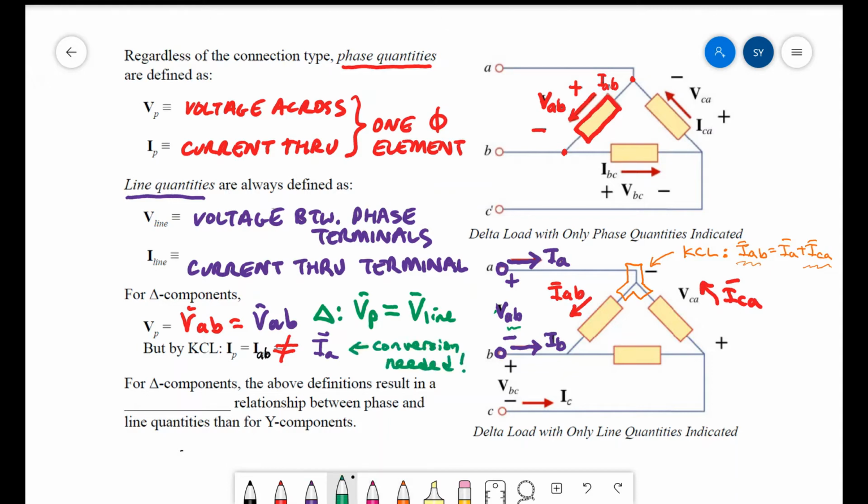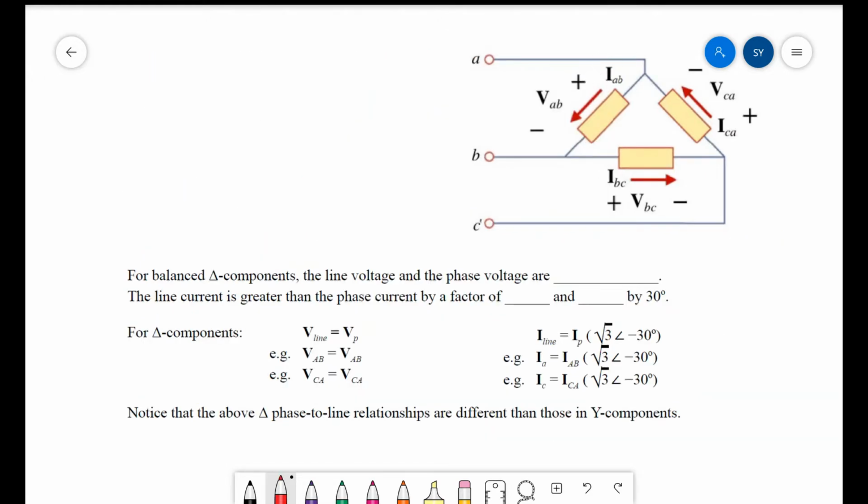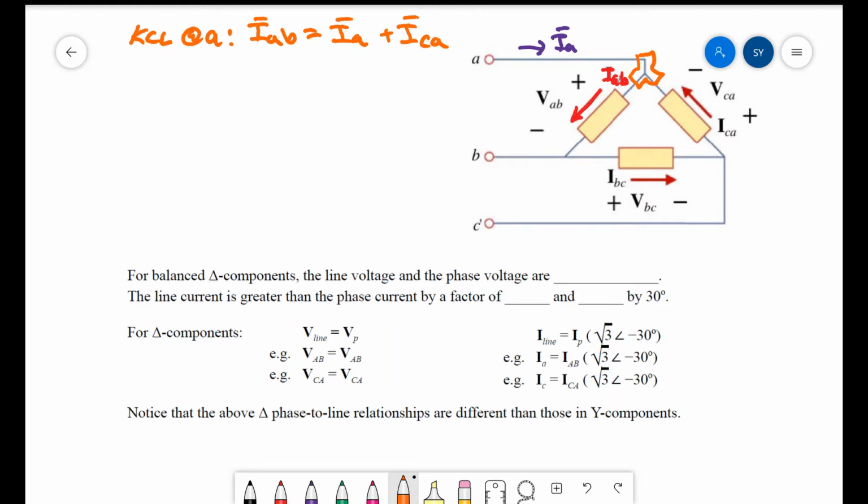What we see now is that we have an opposite requirement for a conversion factor than we had for the Y component. So we have a different phase to line quantity relationship. To deduce the conversion factor between the phase current, IAB, and its associated line current, IA, let's perform KCL at the node where they meet. We obtain the KCL equation at A, that is, IAB equals IA plus ICA.